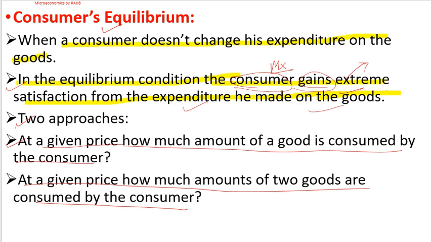Here it is a good, here two goods. Just these two are the differences here. That means we will discuss here consumer's equilibrium for a good or commodity only. And secondly, we will discuss consumer's equilibrium for two goods. So let me proceed here.